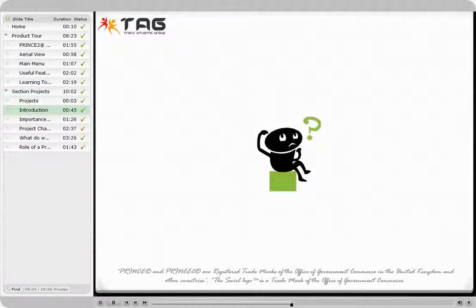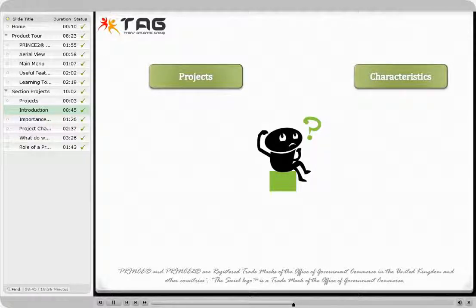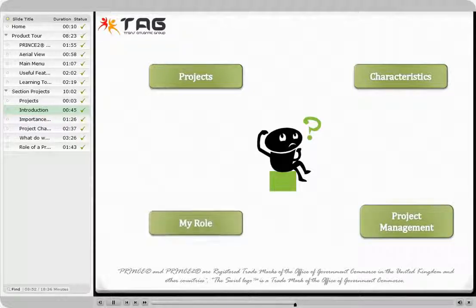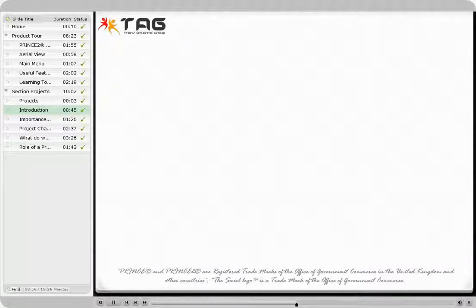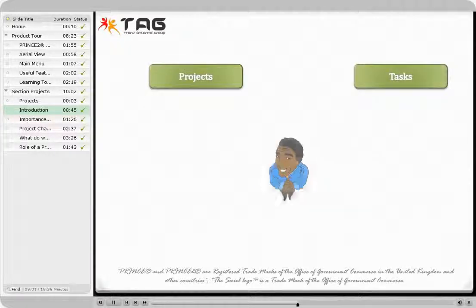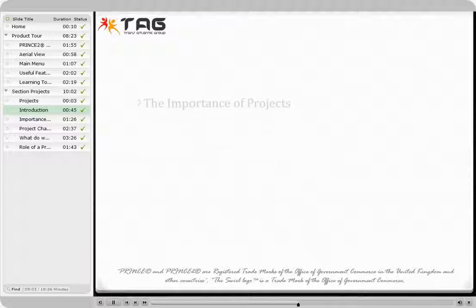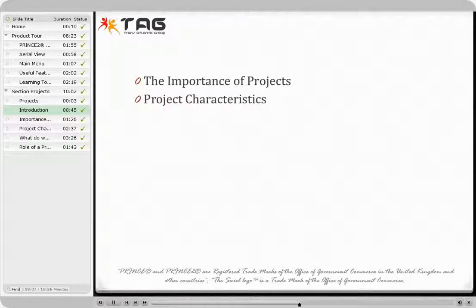The objective of PRINCE2. In this section, we will see what projects are and what their characteristics are, and also why there is a need to manage projects and what the role of a project manager is. After this section, you would be in a position to differentiate projects from tasks and operations. You will now understand the importance of projects and what characteristics make a project different.